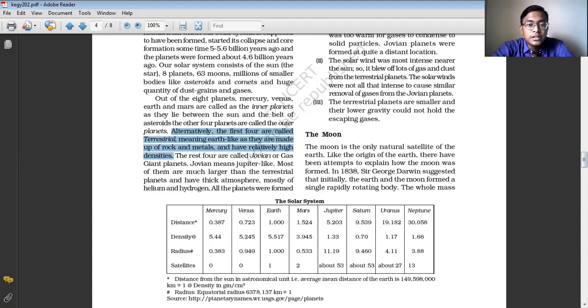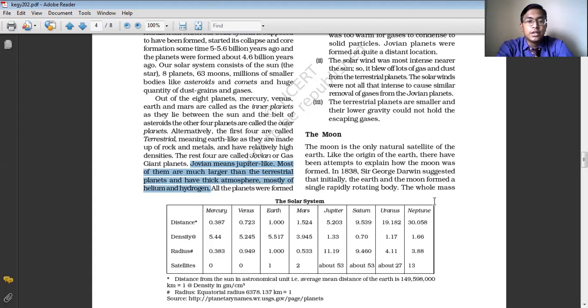And on the other hand, the remaining four planets, the outer planets, are known as the Jovian planets or the gas giants. They are Jupiter, Saturn, Uranus, and Neptune. Jovian means Jupiter-like. Most of them are much larger than the terrestrial planets and have thick atmospheres, mostly of helium and hydrogen.